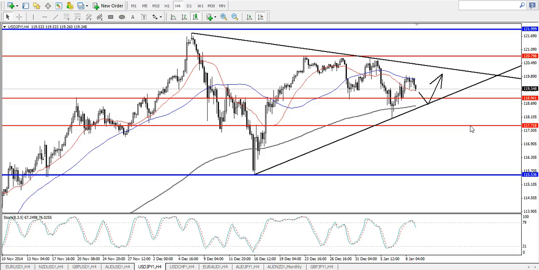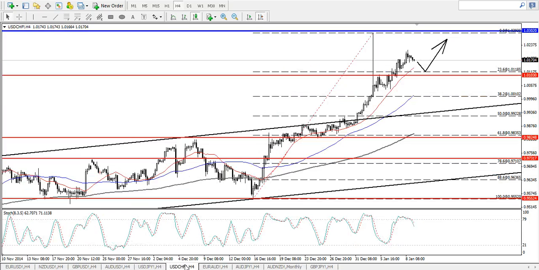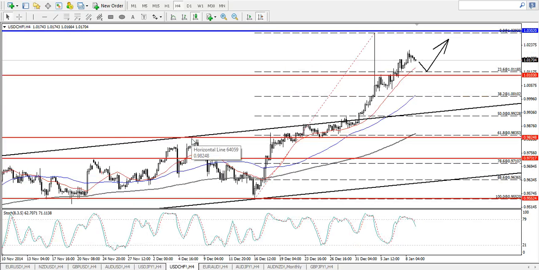And just in case it breaks below the symmetrical triangle, the next support level we are looking at is at the price of 117.71. Alright, so that's for the dollar against the Japanese yen. And next we have the dollar against the Swiss franc.